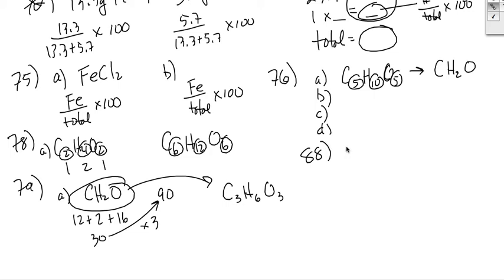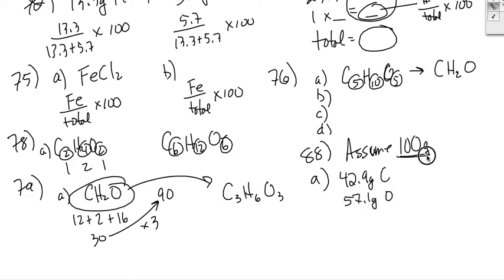So remember the trick here is you assume 100 grams. So for letter A, you have 42.9% carbon, which is going to be 42.9 grams if I have 100 grams. And 57.1% oxygen, and that's going to be 57.1 grams if I have 100 grams. So the nice thing about assuming 100 grams is your percentage is easy to convert to grams by multiplying by the 100 grams. Okay?